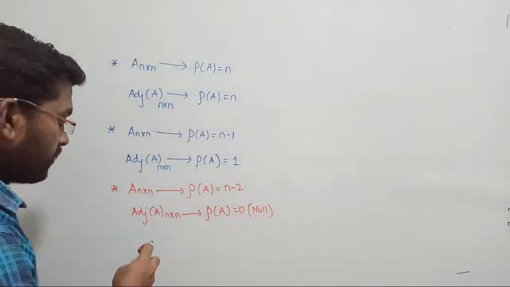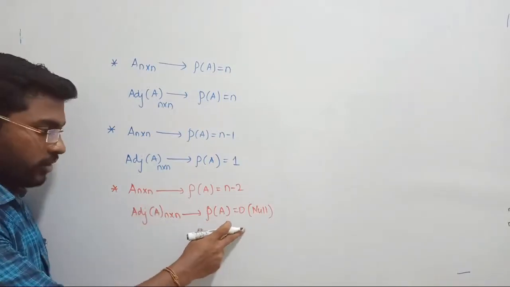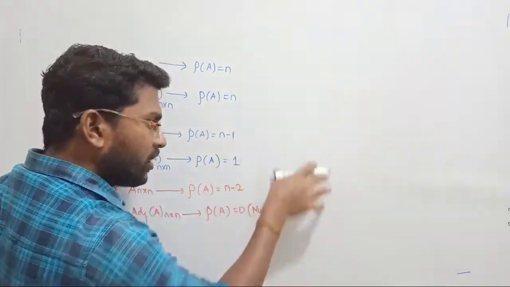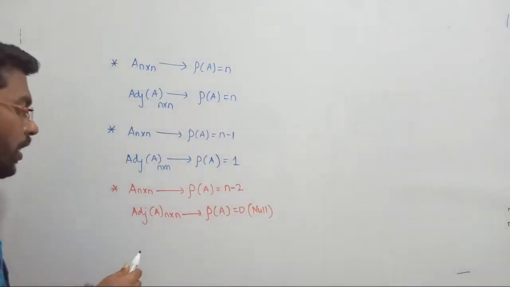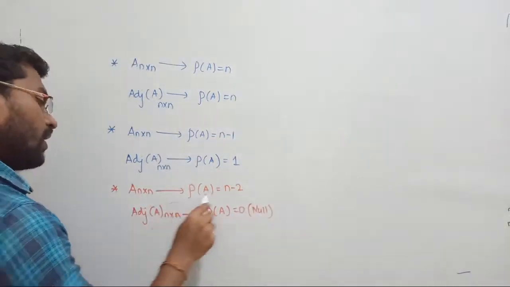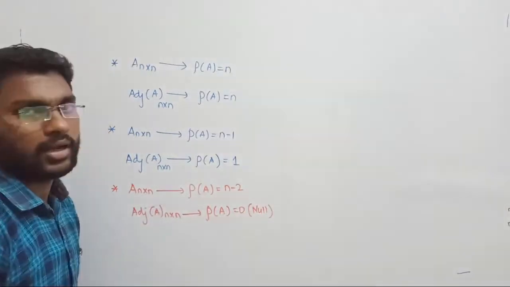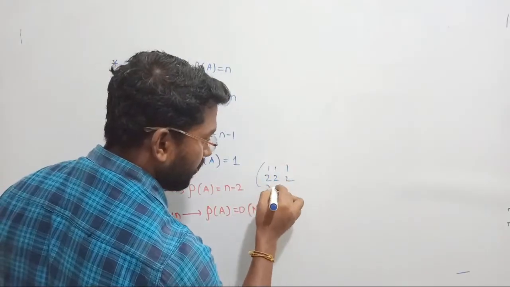Suppose you are taking a 3 cross 3 matrix in order to check the last one. Select all rows identical, like 1 1 1, 2 2 2, 3 3 3. Find out the rank of that matrix, and then you can justify that the adjoint of that matrix will automatically become null, right? So just go ahead with 1 1 1, 2 2 2, 3 3 3.